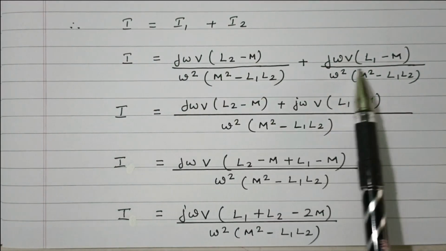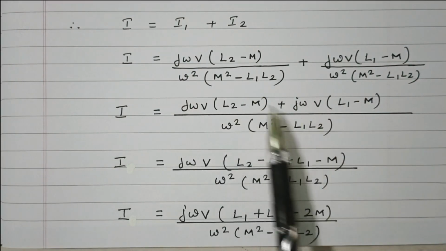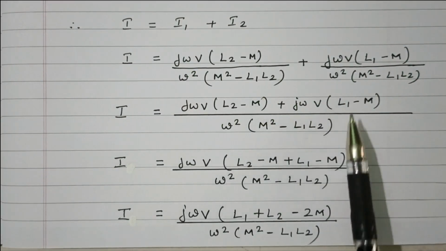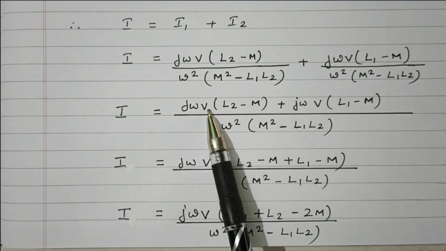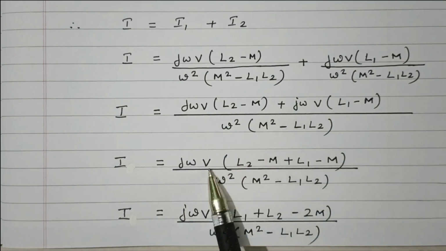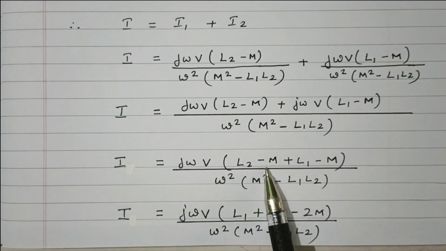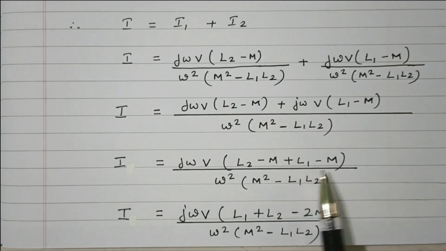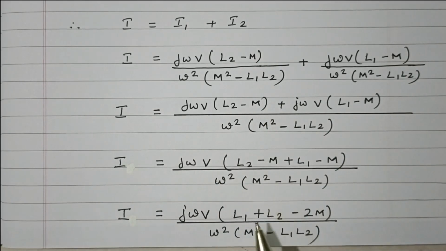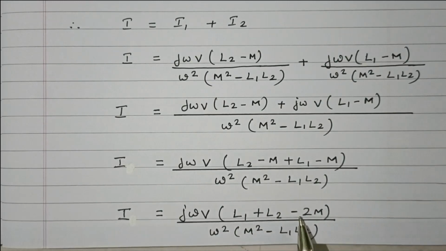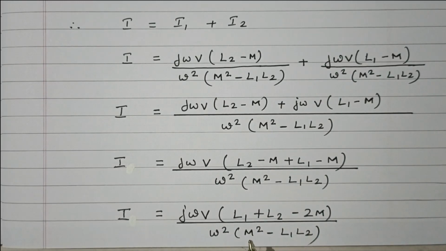Only here L2 is available, here L1 is available. Now we'll take the LCM. Both the terms are common, so both are added together. Now J omega V is available commonly, and this is taken outside. So what we have is L2 minus M plus L1 minus M, so that L1 plus L2 minus 2M, since M is available 2 times with negative. So what we have is J omega V L1 plus L2 minus 2M divided by omega square M square minus L1 L2. Now we'll go for further simplification.